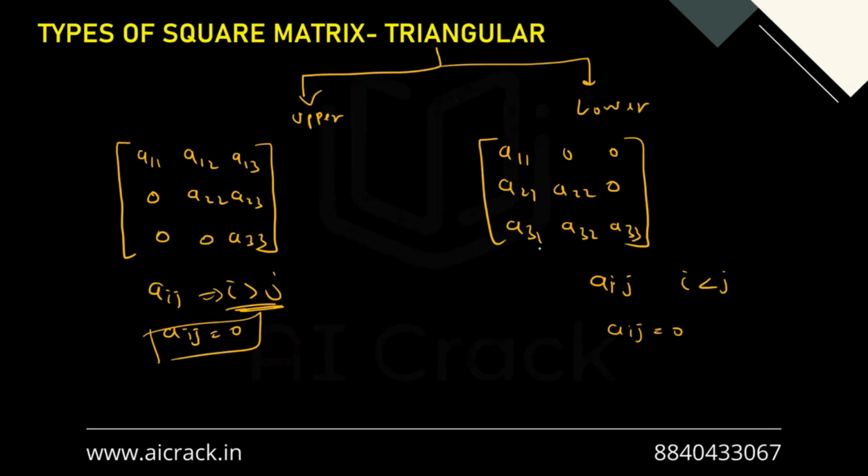Now an interesting point over here is that all the remaining elements can be 0. It is not mandatory that these elements are non-zero, but what is mandatory is that the lower elements in the case of an upper triangular matrix, and the upper elements in the case of a lower triangular matrix, have to be 0. So this is the basic condition for upper and lower triangular matrices, right? The remaining elements can be anything, 0, non-zero, whatever.